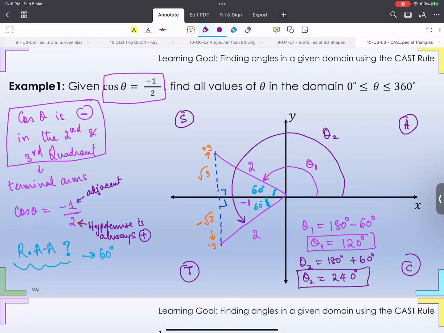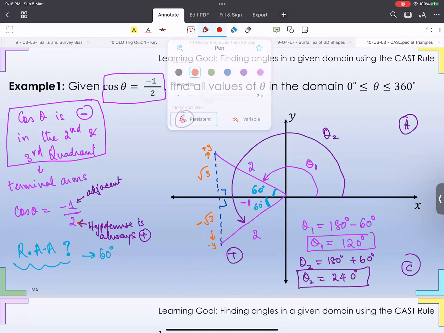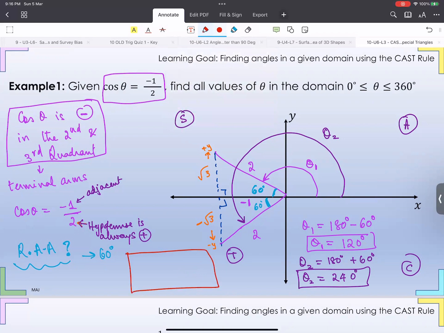So you're going to write your solution. Your final answer is going to be written like this. Your final answer is theta is equal to either 120 degrees or 240 degrees. That's it. Okay, so use your calculator and double check.